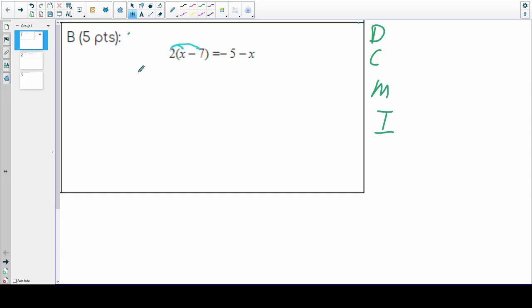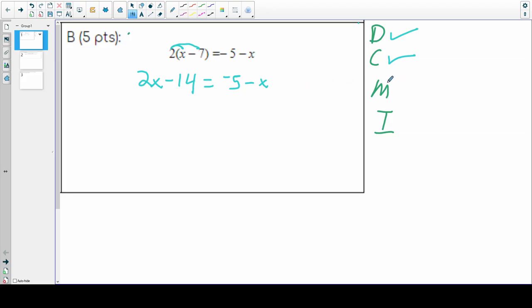2 times x is 2x. 2 times negative 7 is negative 14, equals -5 minus x. Finish distributing. Cool. Can I combine like terms? On the left-hand side, there are no like terms. On the right-hand side, there are no like terms. So there's nothing to combine.